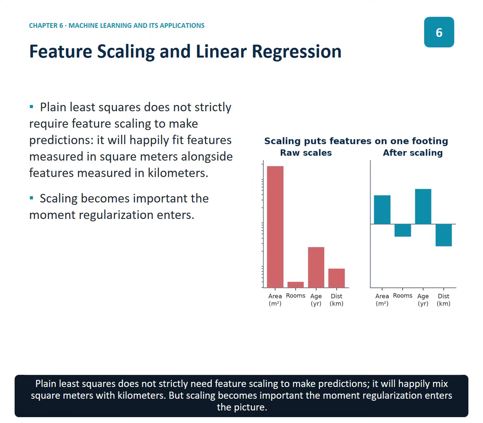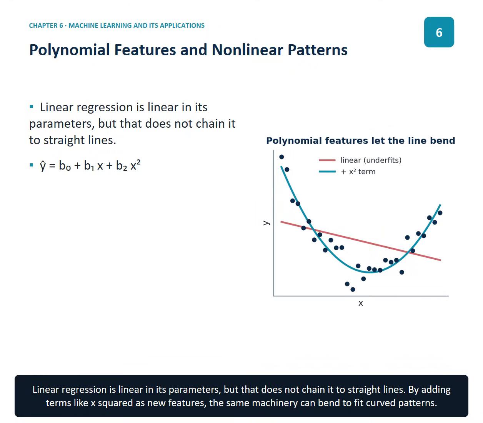Plain least squares does not strictly need feature scaling to make predictions. It will happily mix square meters with kilometers. But scaling becomes important the moment regularization enters the picture. Linear regression is linear in its parameters, but that does not chain it to straight lines. By adding terms like x squared as new features, the same machinery can bend to fit curved patterns.